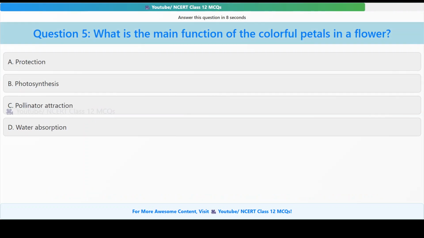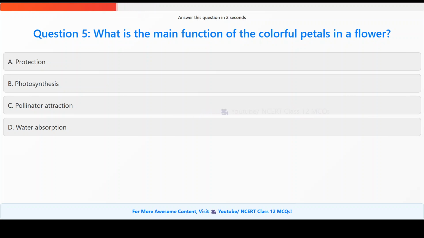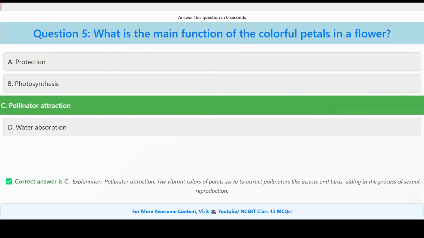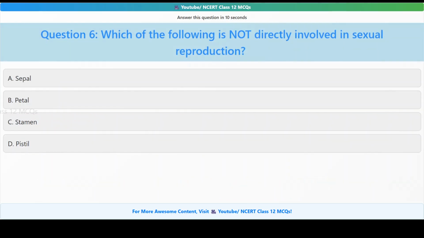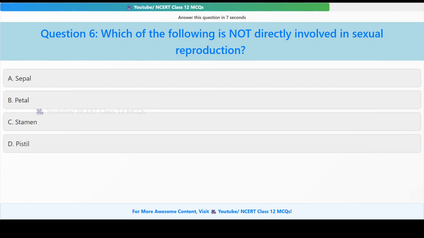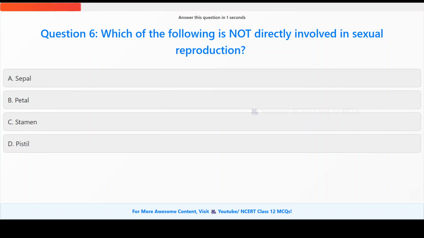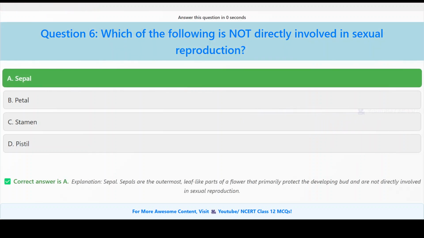Question 5. What is the main function of the colorful petals in a flower? Pollinator attraction. The vibrant colors of petals serve to attract pollinators like insects and birds, aiding in the process of sexual reproduction. Question 6. Which of the following is not directly involved in sexual reproduction? Sepal. Sepals are the outermost, leaf-like parts of a flower that primarily protect the developing bud and are not directly involved in sexual reproduction.